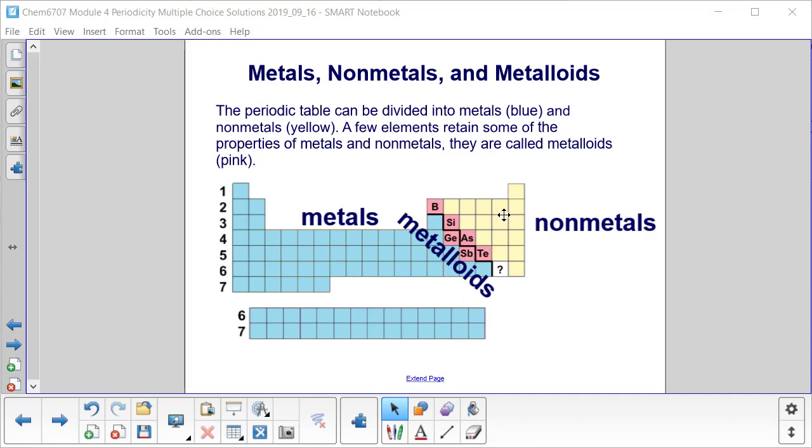The top right corner in yellow are nonmetals, and a few elements that we see on this little stair step here are called metalloids, or you might also see semi-metals. And these are elements that have properties of both metals and nonmetals because they're right in between the space that divides them.